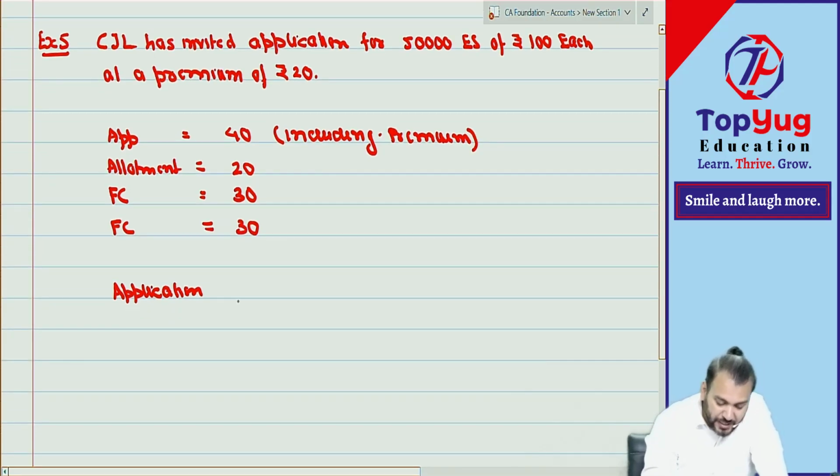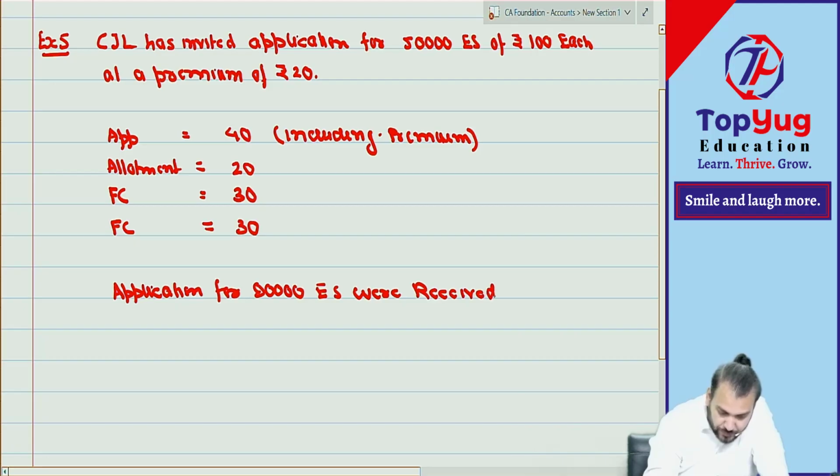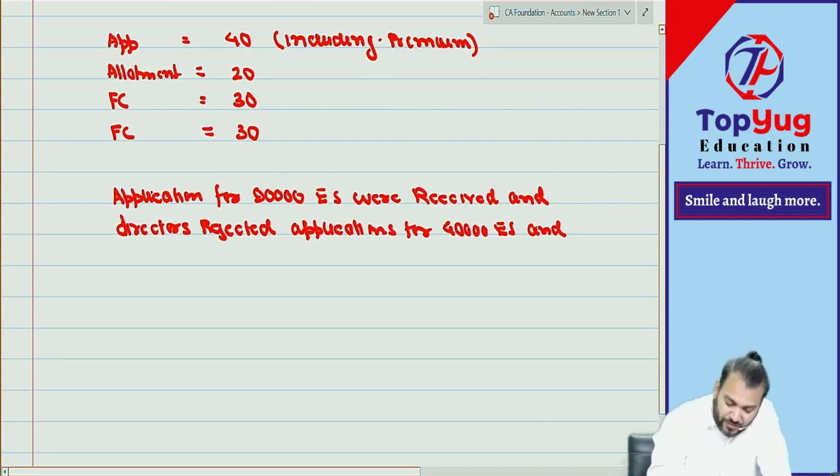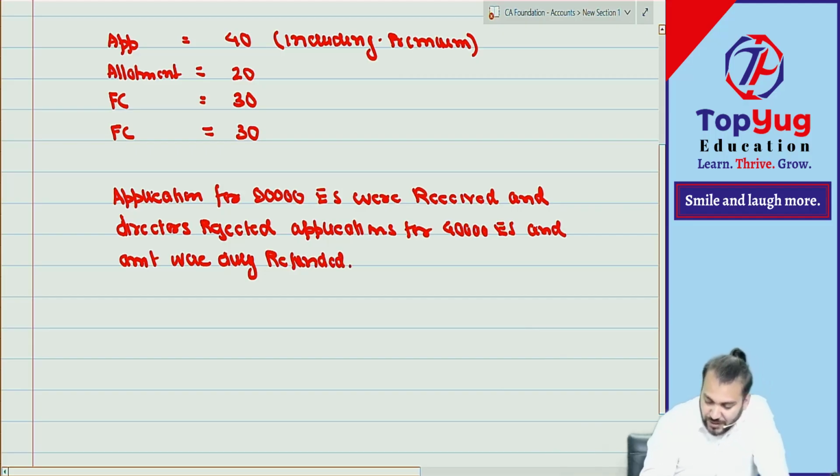Will that work? Applications for 90,000 equity shares were received and the directors rejected applications for 40,000 equity shares, and the amount was duly refunded. Refunded. Will that work?